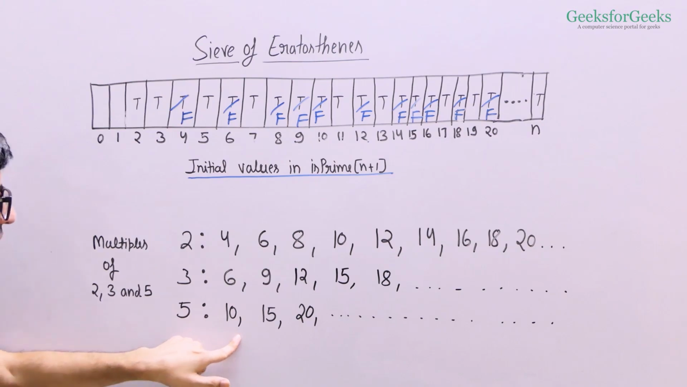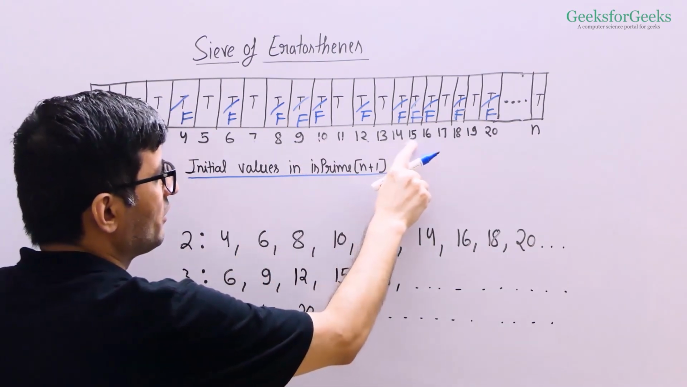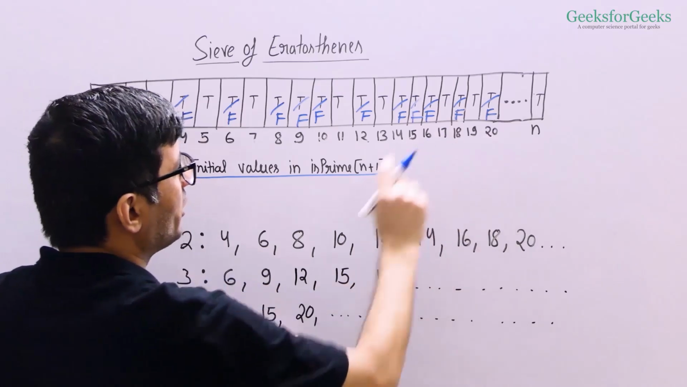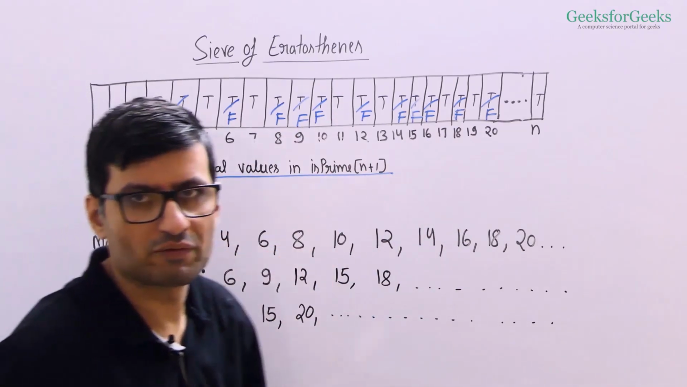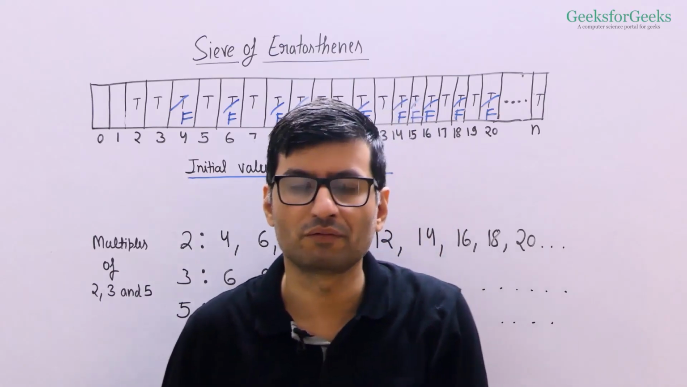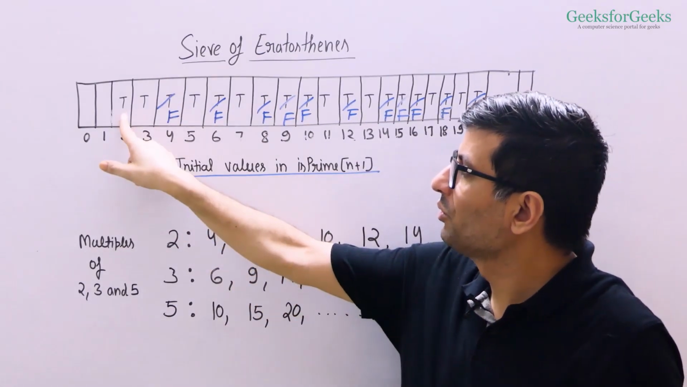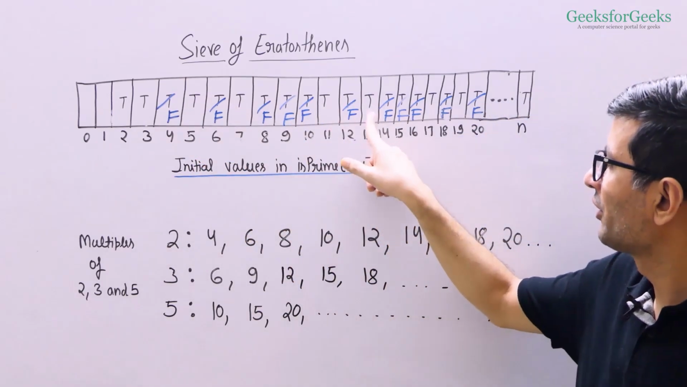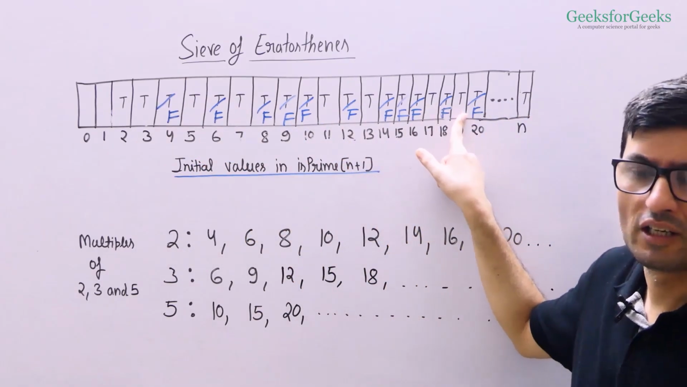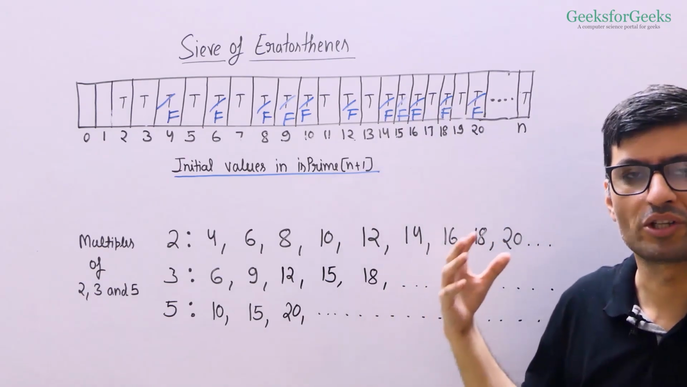Now we come to multiples of 5. 10 already marked. 15 already marked. 20 already marked. So if there was 25 also, we would have marked that false because 25 would not have been marked before reaching 5. Now if you take a look at this array, the entries 2, 3, 5, 7, 11, 13, 17 and 19 are true. And these are our prime numbers smaller than or equal to 20.